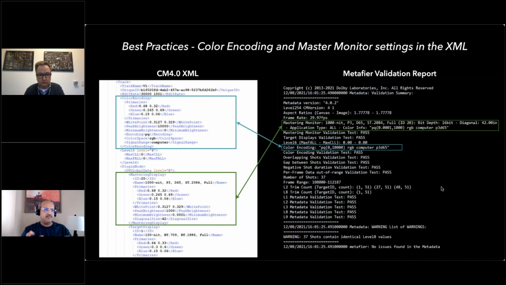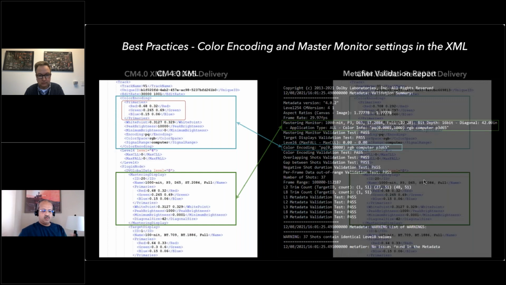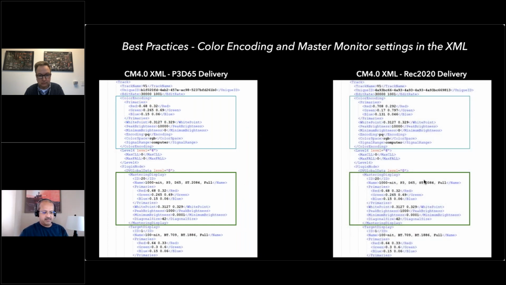So whenever you deliver two separate versions, and I get calls from people saying I have to deliver both versions, I have to make a P3 package and a Rec 2020 package, then if we go to the next slide, Tom, you can see the two versions of the XMLs that we have to deal with. The one on the left is the XML that you would use if you had to make a P3 delivery. You see that the color primaries are different from the ones on the right. The one on the right is a Rec 2020 XML, which means this XML on the right can be delivered with a Rec 2020 package.